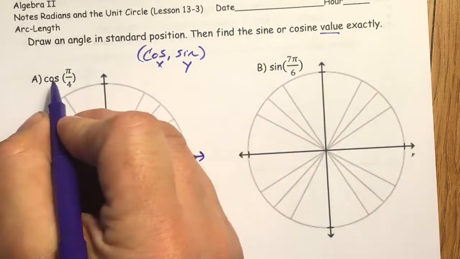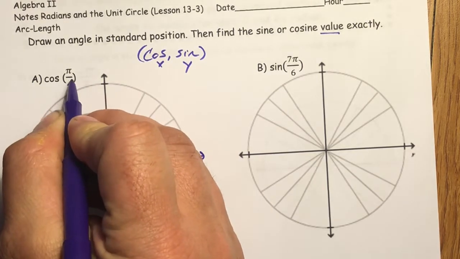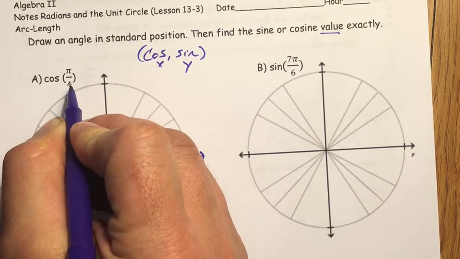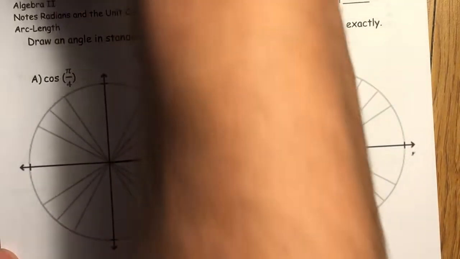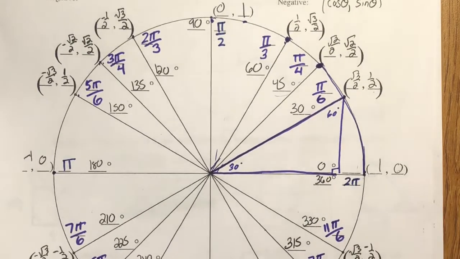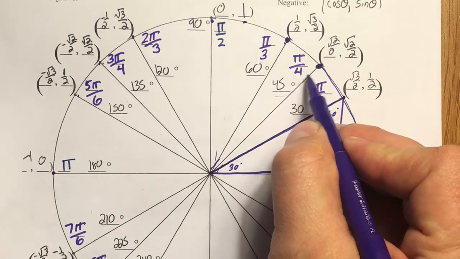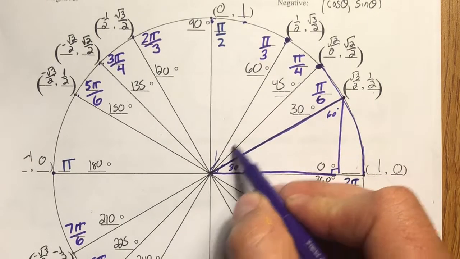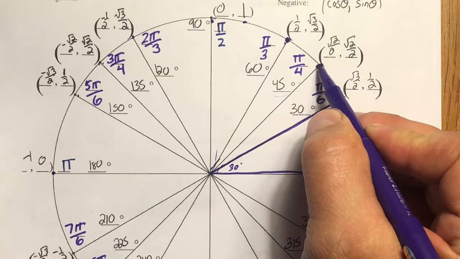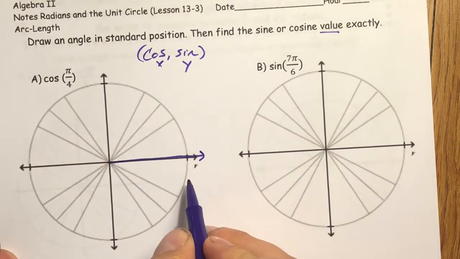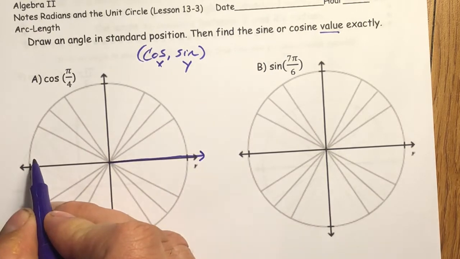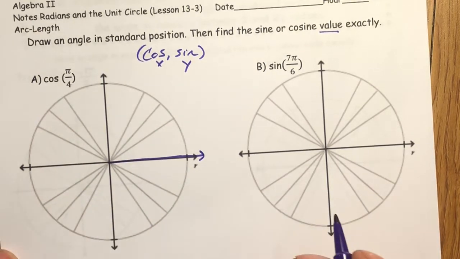All right, so cosine of pi over 4. Remember, pi over 4 is radian measure. It's not degrees, it's radian measure. And if you remember, pi over 4 is right here. It's 45 degrees. It's pi over 4, okay? All the way around the unit circle is 2 pi. Halfway is just pi. So that's going to help you out as well.